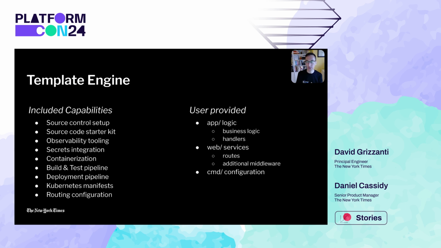And those are items such as source code control setup, a starter kit, observability tooling, secrets integration, containerization, a build, test, and deploy pipeline, Kubernetes manifest, and routing configuration. And then from the user's perspective, all you have to provide is your app logic, and if it's a web service, configuration, and the business logic that you would write into your software.